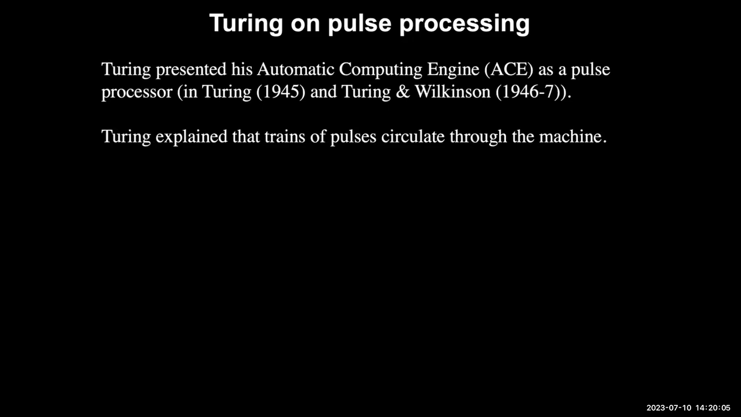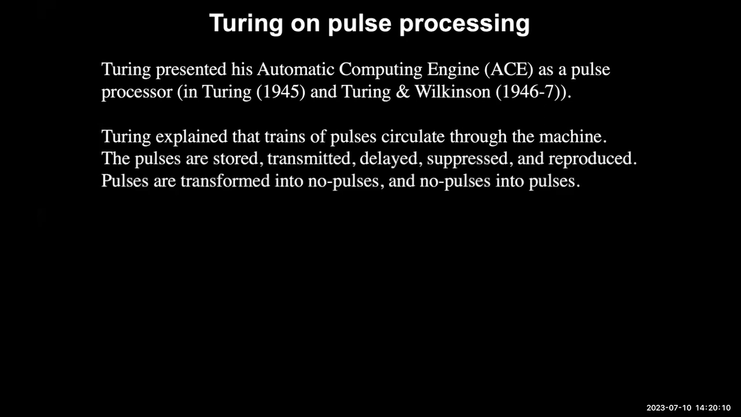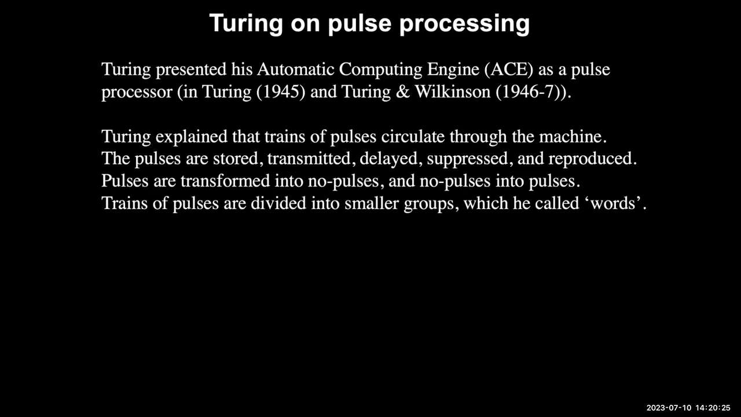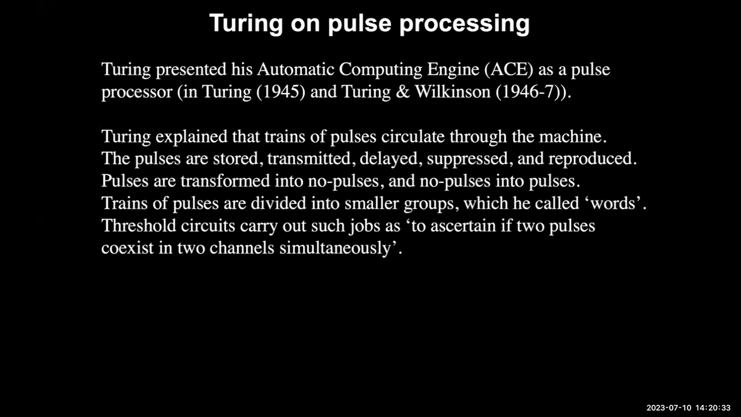He explained that trains of pulses circulate through the machine, the ACE. The pulses are stored, transmitted, delayed, suppressed, and reproduced. Pulses are transformed into no pulses, and no pulses are transformed into pulses. Trains of pulses are divided into smaller groups, which he called words. Very early use of the word word. Threshold circuits carry out such jobs as to ascertain if two pulses coexist in two channels simultaneously. Pulses are counted and added, and so on.